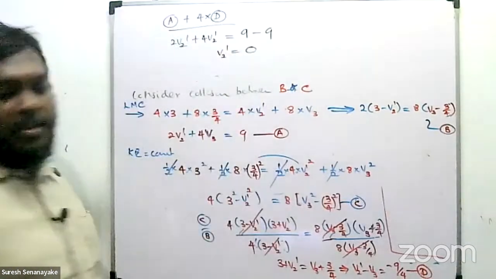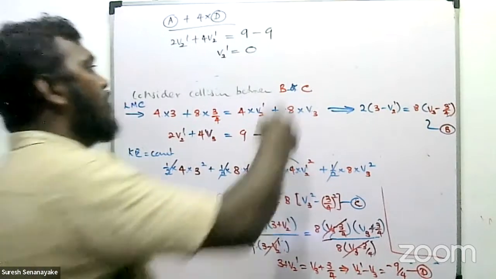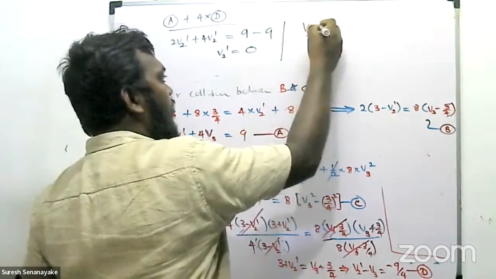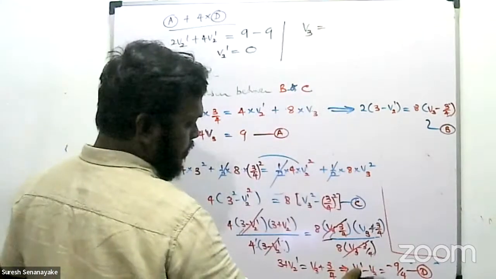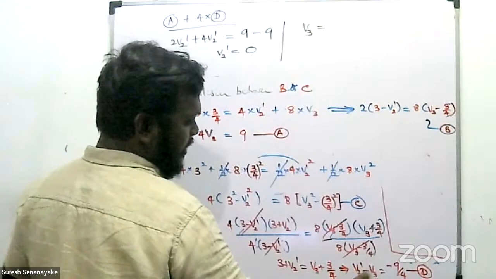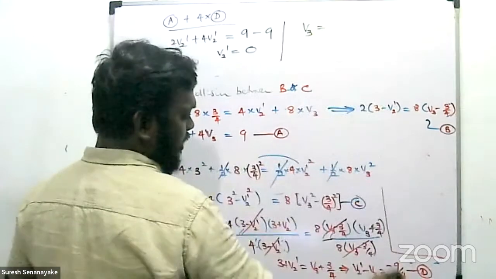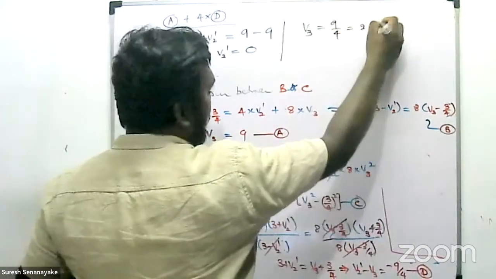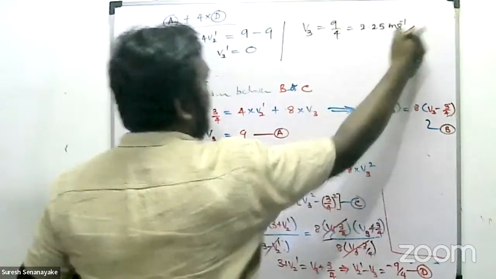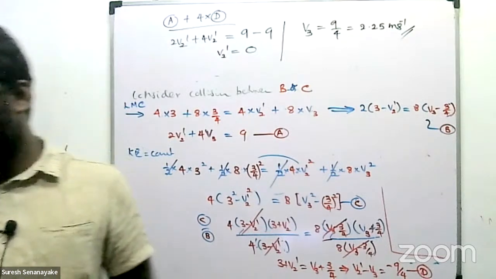That's the velocity of B after the collision, it's 0. And then you can find v3 by substituting this value here. If v2 dash is 0, then v3 equals 9 over 4, that's 2.25 meters per second. That means after the collision only C is moving, and the other two bodies stop their motion.